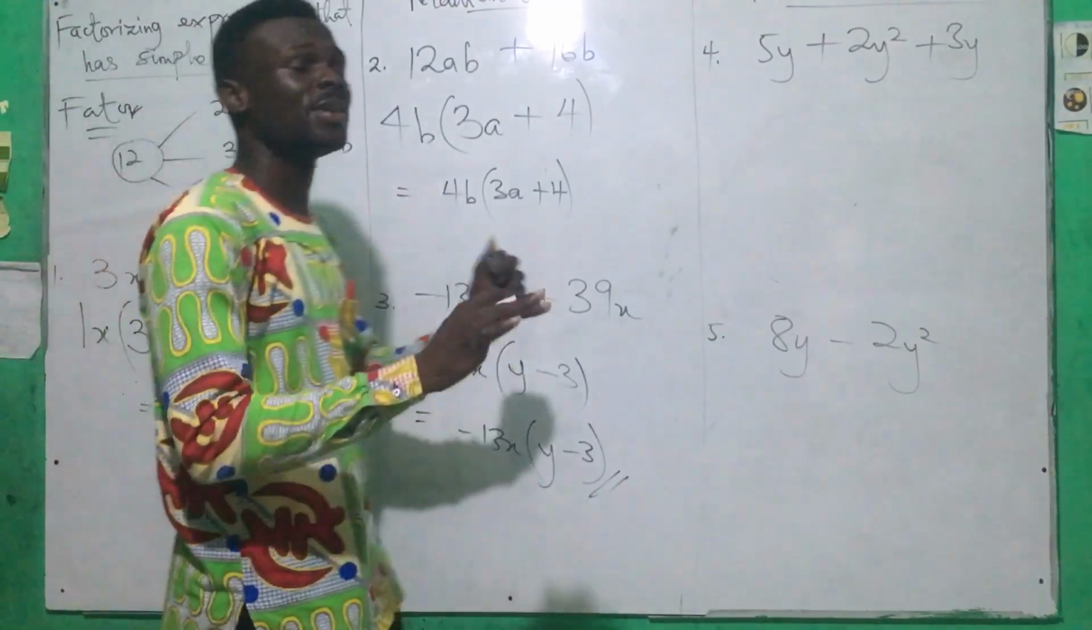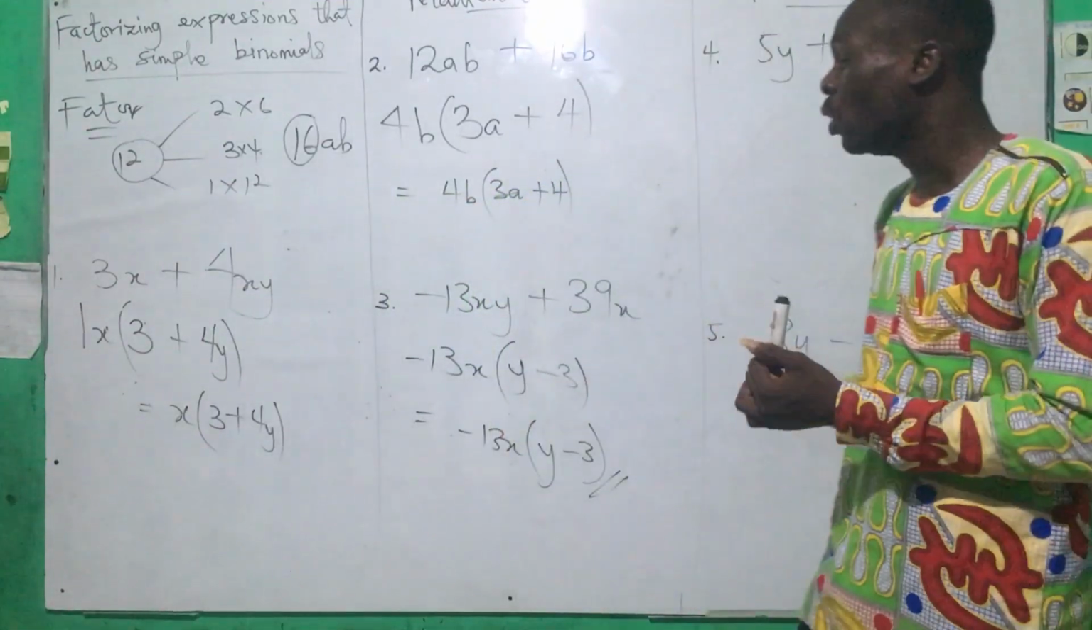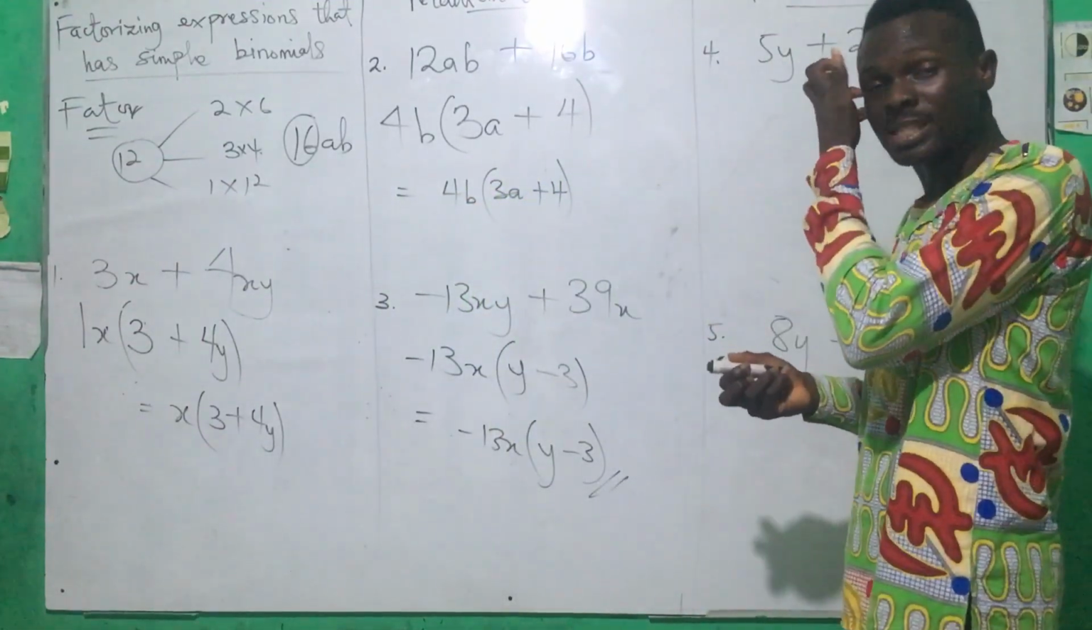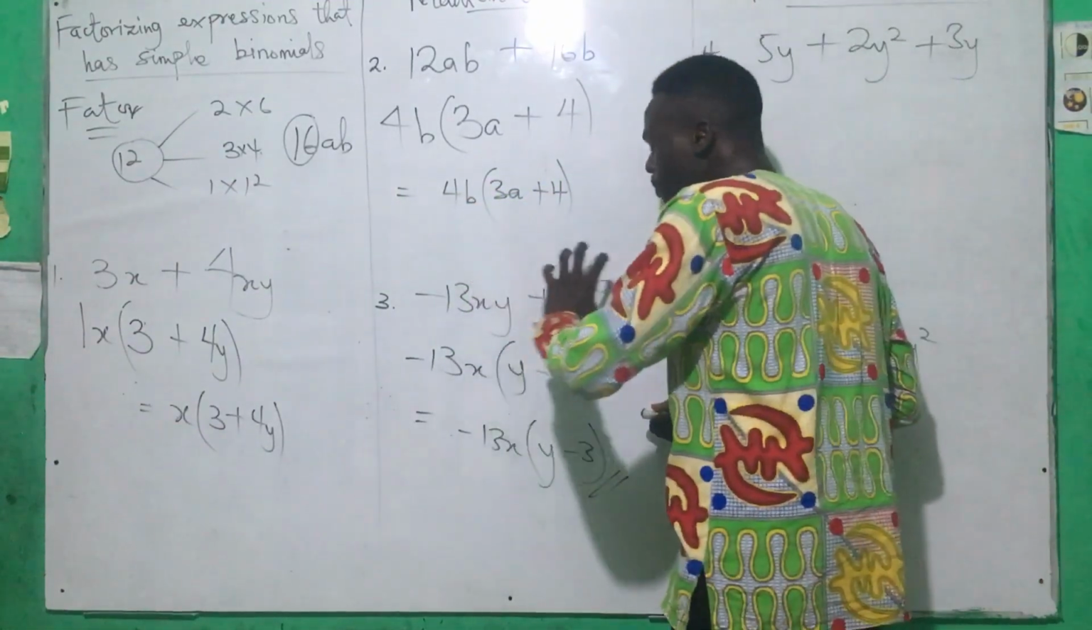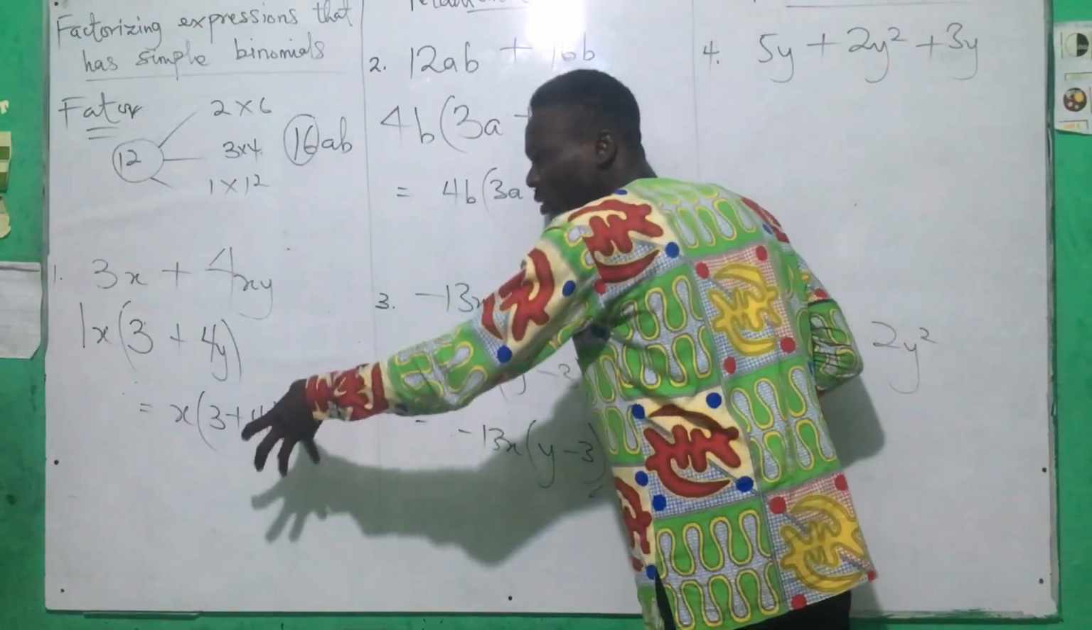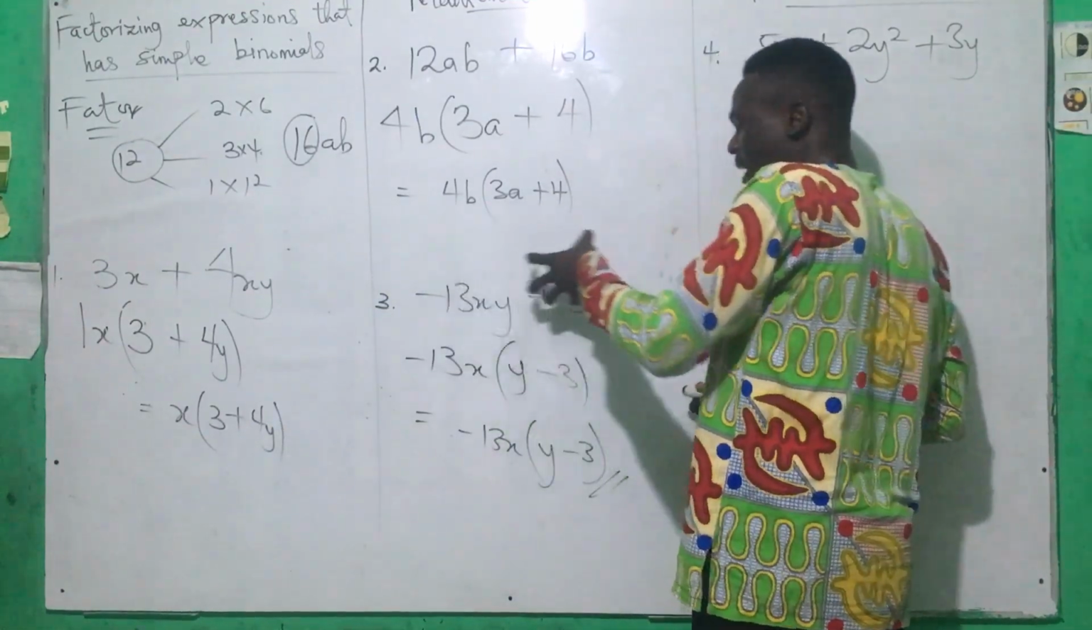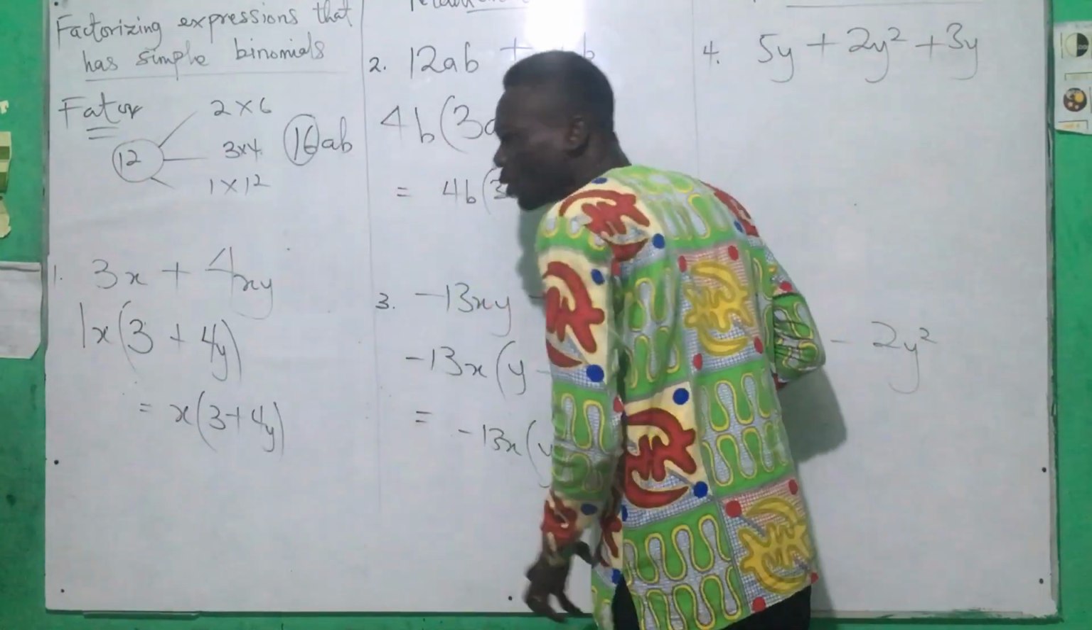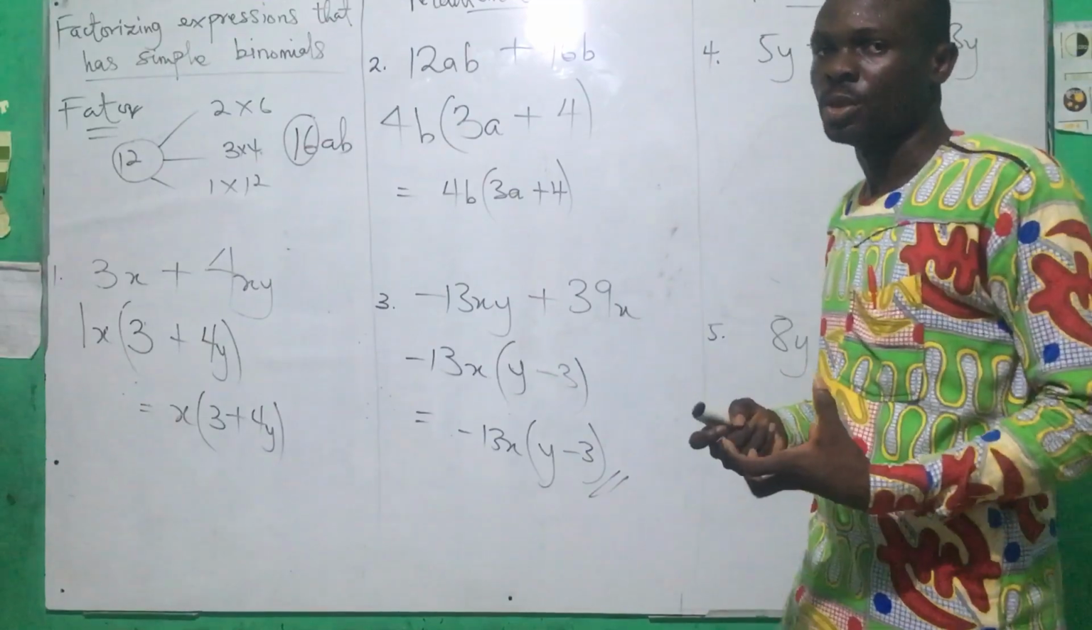So for this one, it's very simple, okay? It's very, very simple. All you need to do or know is that we are trying to bring the common terms out. The one that is here, that is also here, should be brought out. That is the factorization. Good.